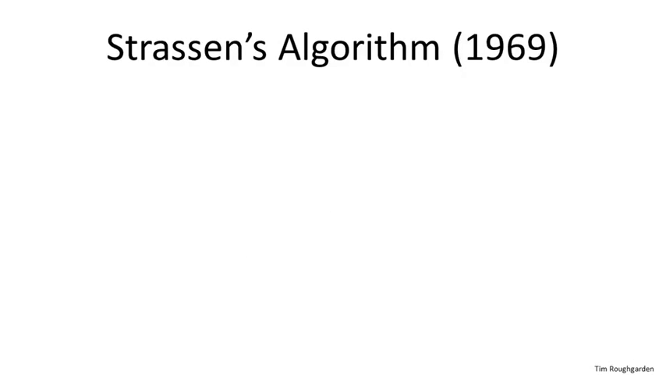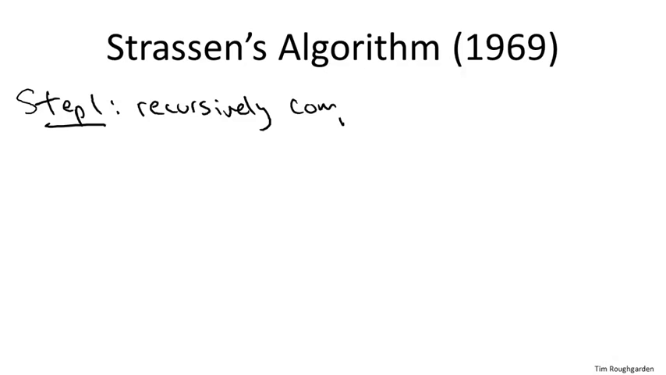So at a high level, Strassen's algorithm has 2 steps, just like the first recursive algorithm that we discussed. It recursively computes some products of smaller matrices, n over 2, or roughly n over 2 by n over 2 matrices. But there's only going to be 7 of them. They will be much less straightforward. They will be much more cleverly chosen than in the first recursive algorithm.